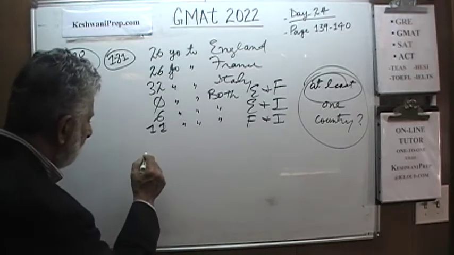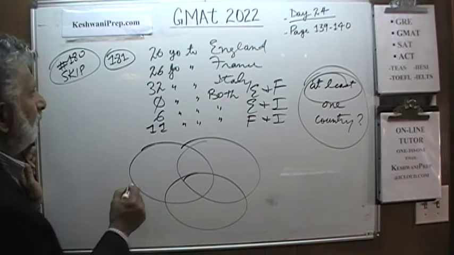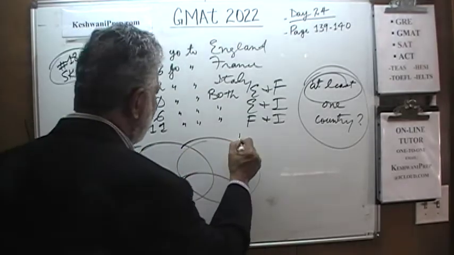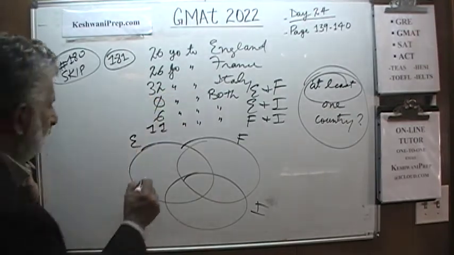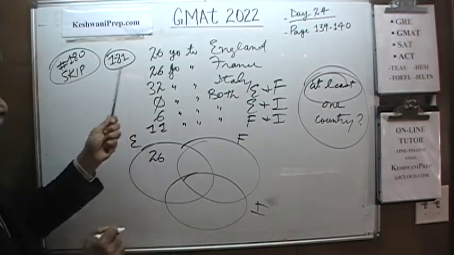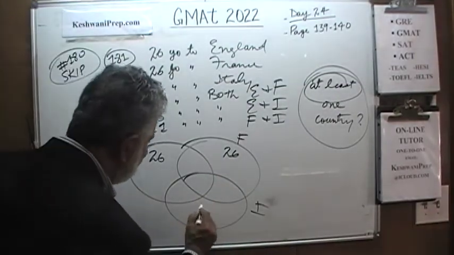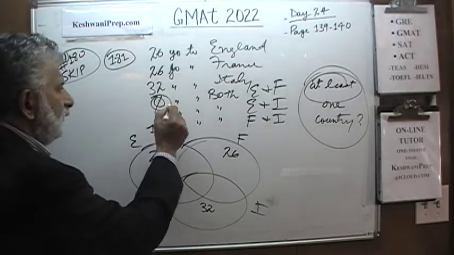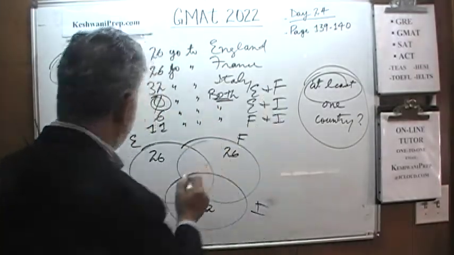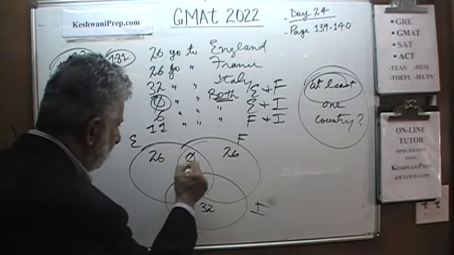So let's begin then, shall we? We have three countries: England, France, and Italy. We have 26 people who go to England, the same number of people who go to France, and 32 people who go to Italy. Then we are told that zero people go to both England and France. England and France is right here. Zero people go to both countries.